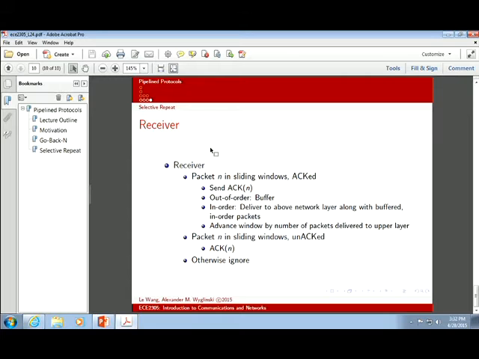OK. So at the end of the day, we have the packet N in the sliding window, and it's unacked. The receiver is going to acknowledge everything it did receive. And it's up to the transmitter, when we send the acks, if it's missing one corresponding to a packet, to retransmit. Otherwise, everything is stored.